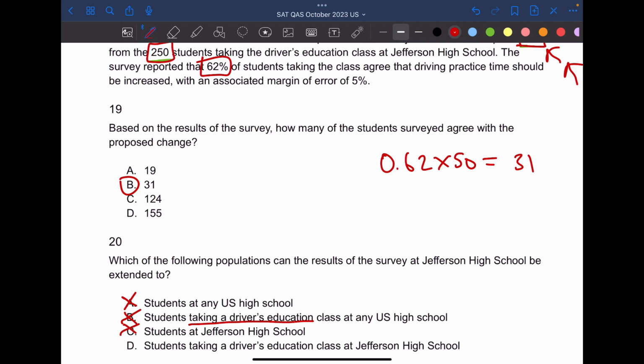And then D, students taking a driver's education class at Jefferson High School. Yes, this is correct because these are people with the same experience level, they are interested in the same thing, and they're at the same location. So this is correct, and that's it for question number 20.